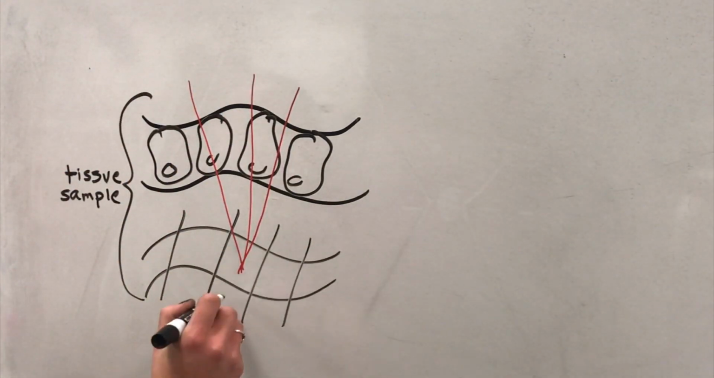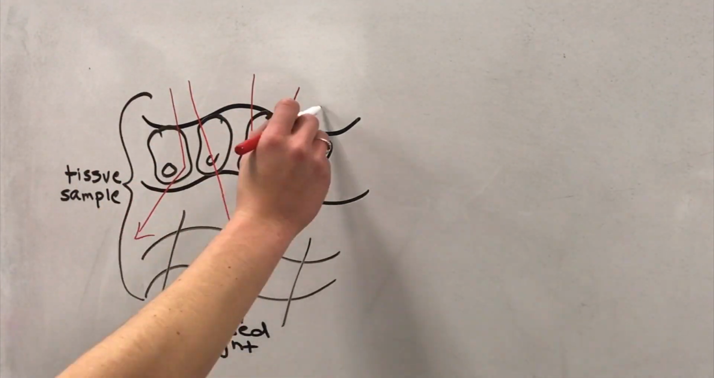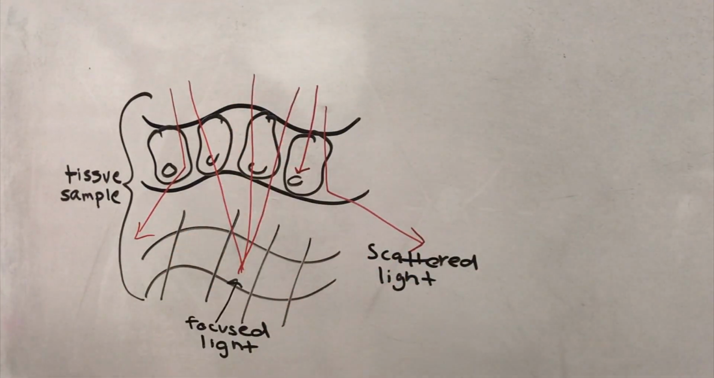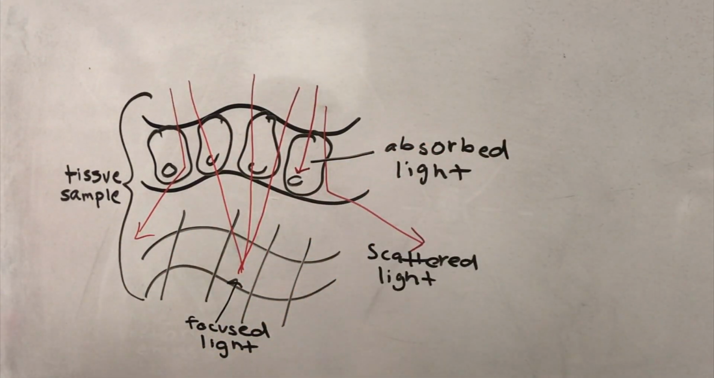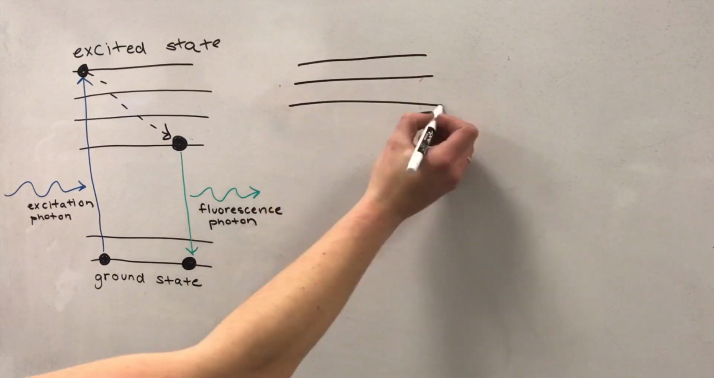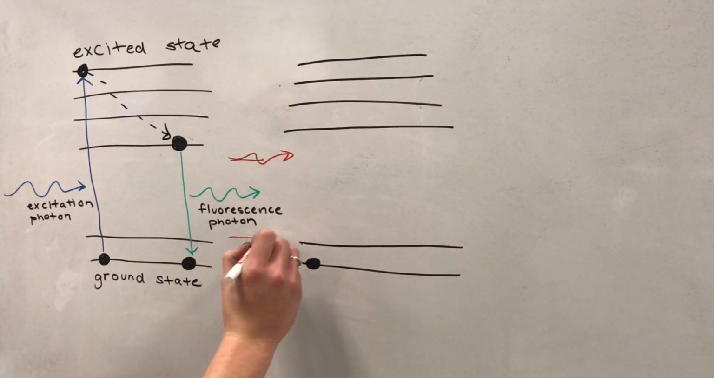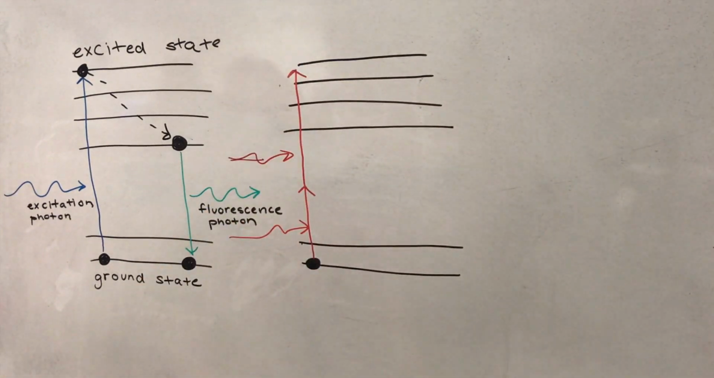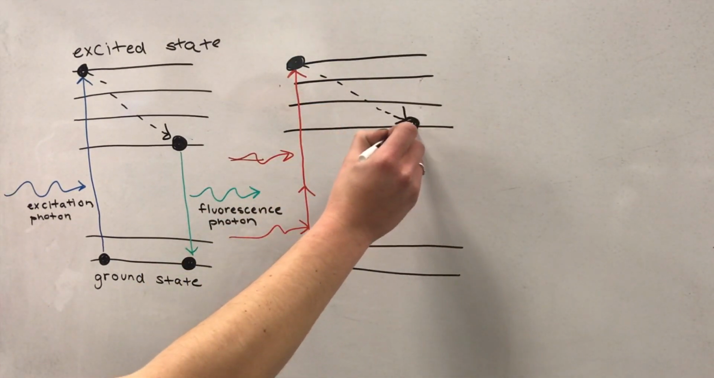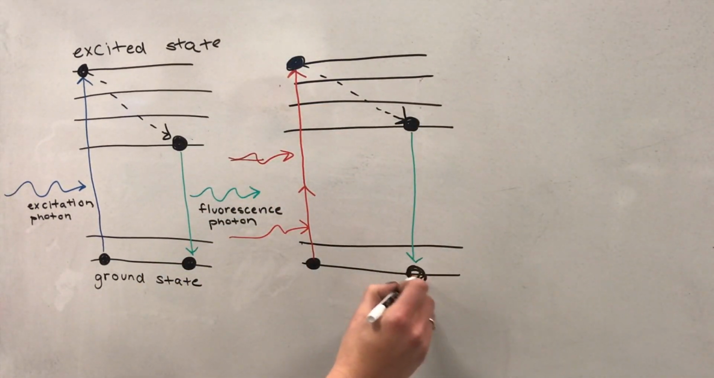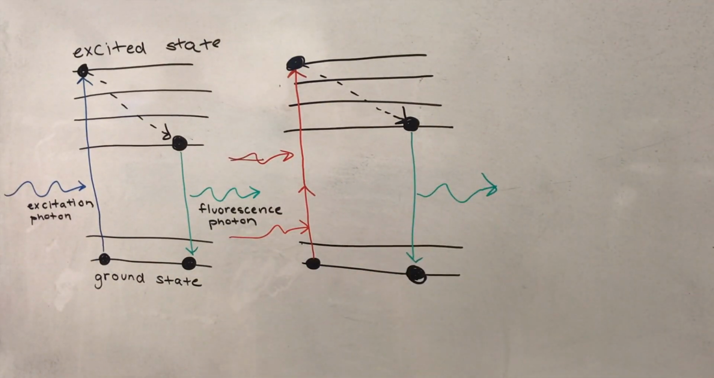TPM can improve the detection of signal photons and penetration depth even in highly scattering environments while minimizing photo damage to the sample. Two-photon absorption is when two photons interact with the same molecule at the same time to excite a fluorescent molecule the same way a single high-energy photon does. Same time means within a time interval less than 10 to the negative 18 seconds.